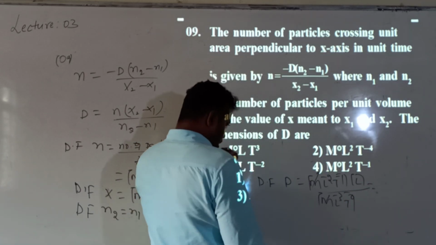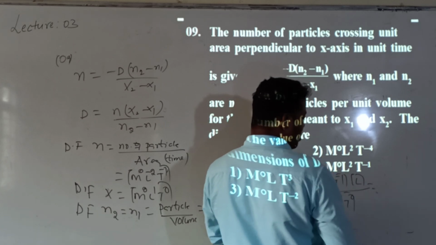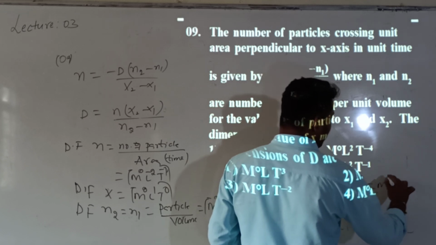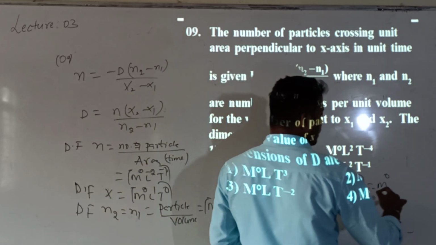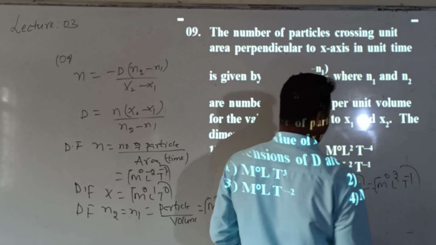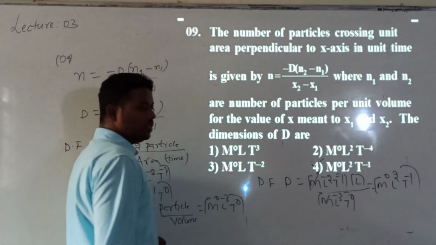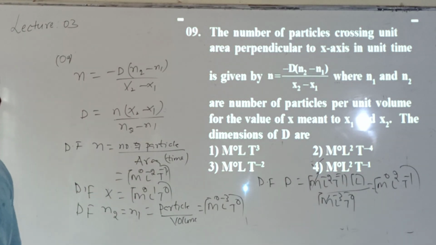M cancels. L power minus 3 will come to the numerator, L power plus 3. So what I will get as the answer is M power 0, L power plus 3 plus 1 minus 2. So L square and T power minus 1. Okay? M power 0 L square T power minus 1. Fourth option. Question understood? This is question number 9.